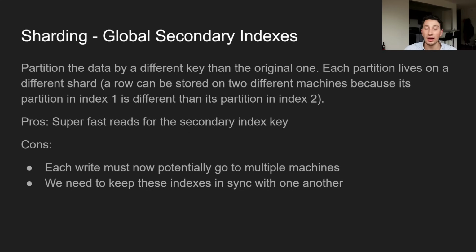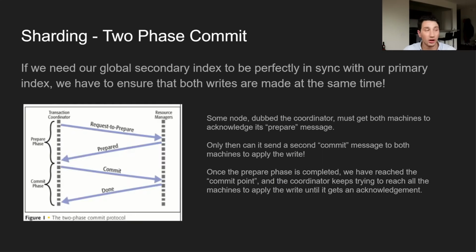because in all likelihood, the machine that I write to for our primary index is probably going to be a different machine than the one that is holding our row for its global secondary indexes. And so another challenge here is that we actually have to keep these two indexes in sync with one another. So what are our options? Option number one is something called two-phase commit.